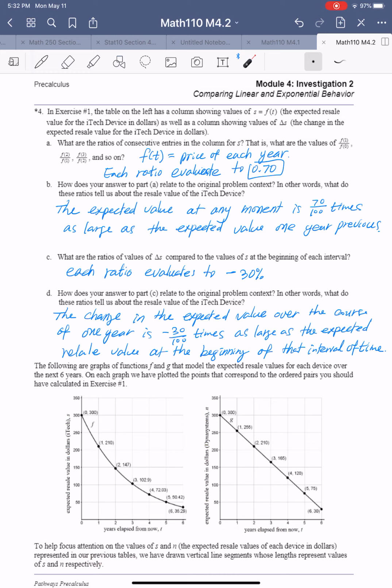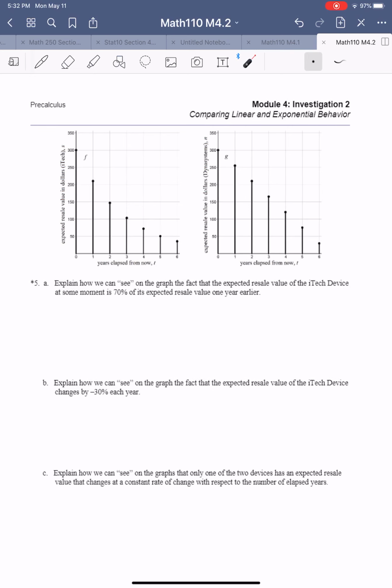Represent our previous table. So we have drawn vertical line segments whose lengths represent the values S and N respectively. Okay, let's look at the next page. When you look at the bar graph, you can see the first year price was this much, and the second year this much, and it's decreasing. If you connect the top points together, it's going to be linear, and this makes it actually exponential.